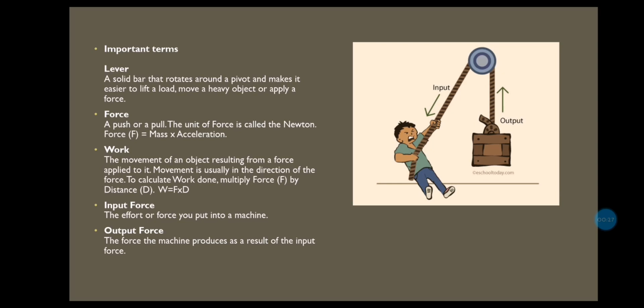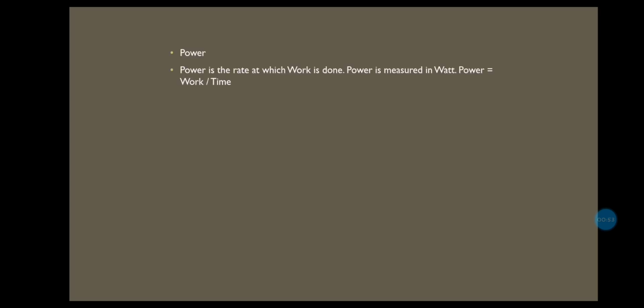The work, it's the movement of an object resulting from a force applied to it. Movement is usually in the direction of the force. To calculate the work done, we have to multiply the force by the distance, W equals F times D. And the input force, the effort or force you put into a machine. The output force is the force the machine produces as a result of the input force.